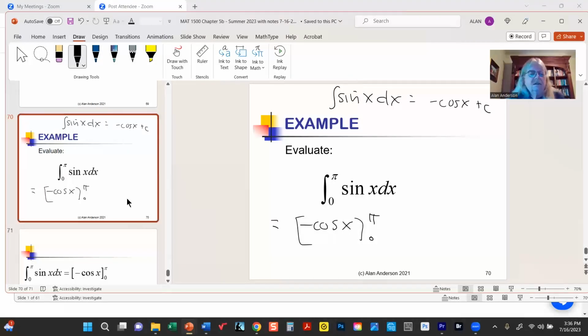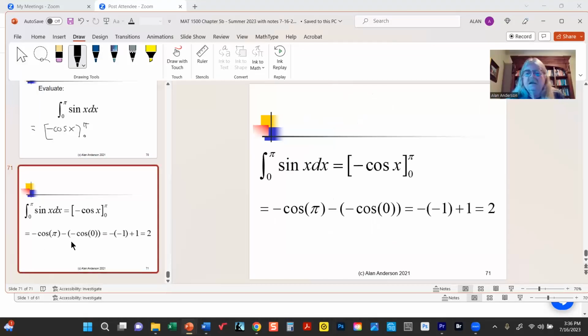Okay. So then this is what we'll end up with. We'll have the negative cosine of pi minus the negative cosine of 0. And the cosine of pi is 1. Wait a minute. Negative one. Hold on. Let me get my calculator out.